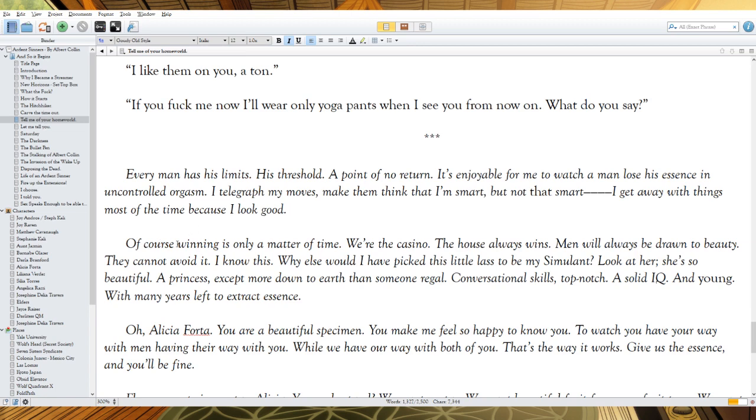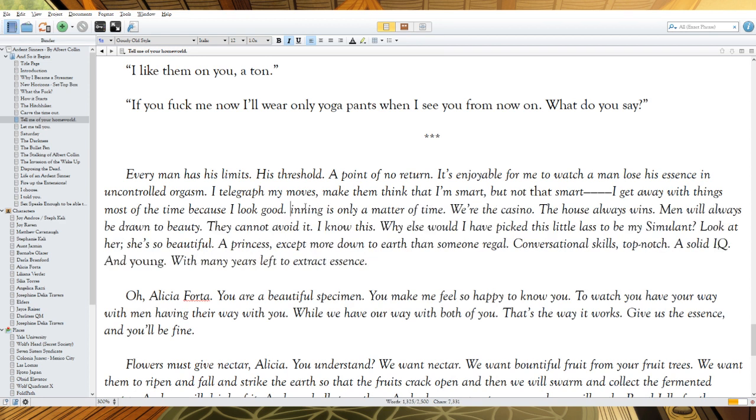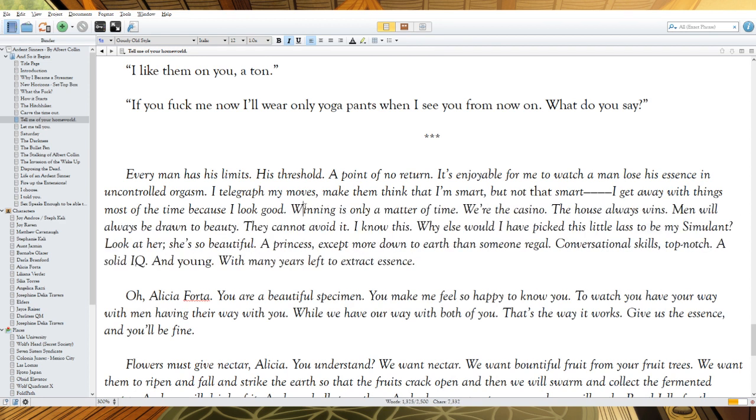Winning is a matter of time. Winning is only a matter of time. Keep this in the same paragraph because it's the same idea. And continue in this way, so it's safe. Winning is only a matter of time. Like the casino. We're the casino. The house wins. Winning is only a matter of time. We are the casino. Like at the casino, the house always wins.